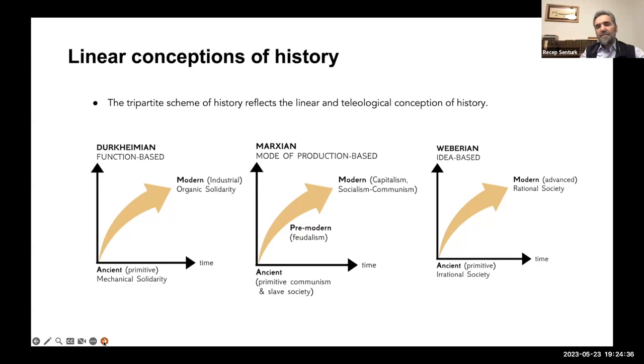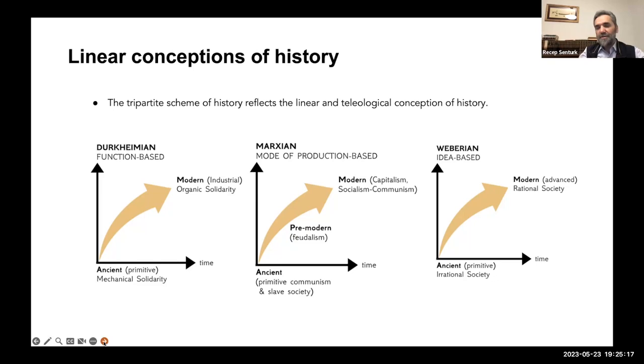And he argued that societies progress from primitive communism and slave society to feudalism, to capitalism, socialism, and communism. So this was his view of progress. And when humanity reaches the stage of socialism or communism, history comes to an end. After that, there is no more progress, according to Marx.